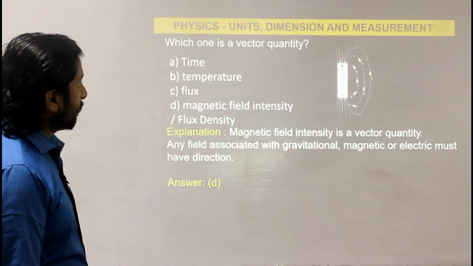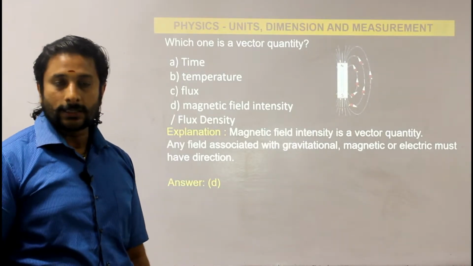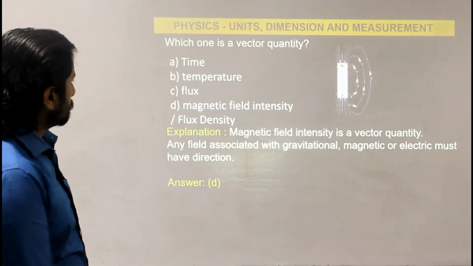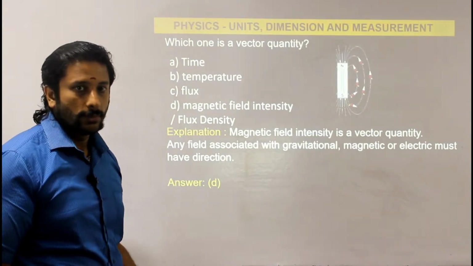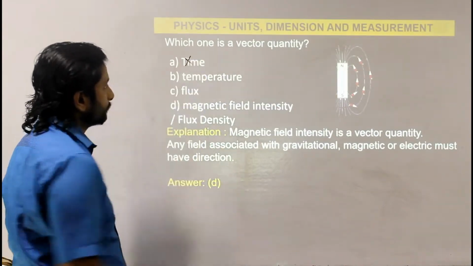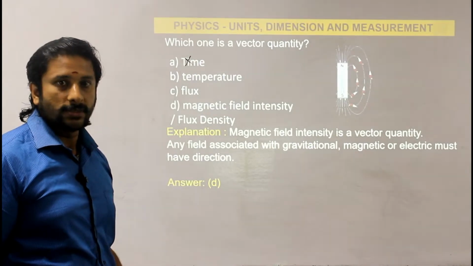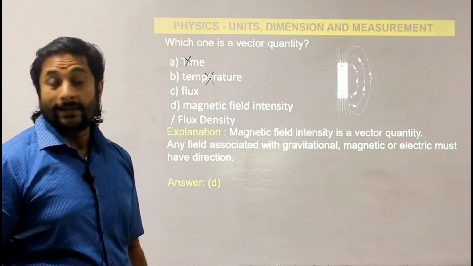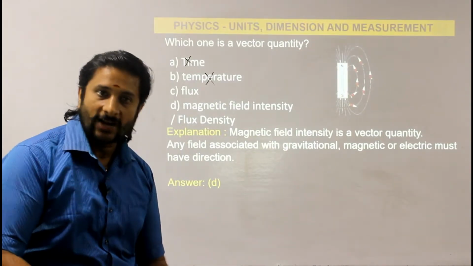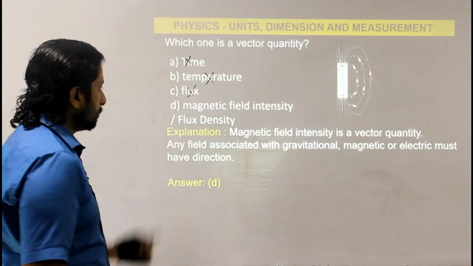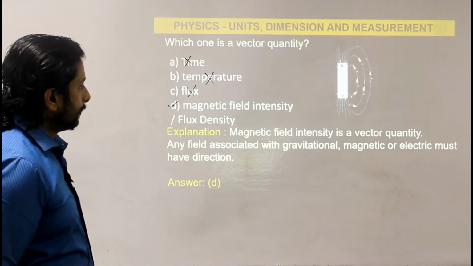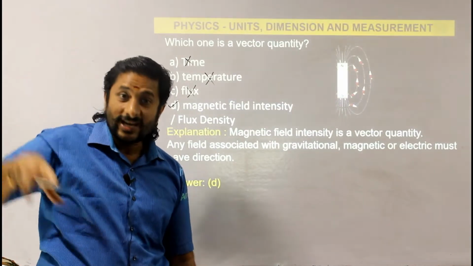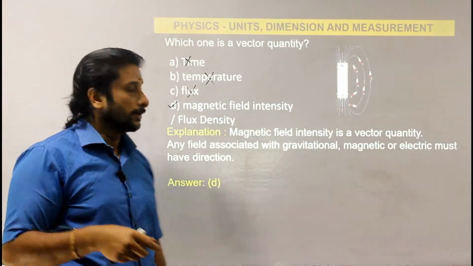Now this is a question, which one is a vector quantity? So obviously I need to identify the rest is scalar and one is vector. If we talk about time, it doesn't have any direction. So obviously time is not an option. Temperature, obviously temperature doesn't have any direction. And if you talk about flux, it's a magnetic property and doesn't have any direction. A magnetic property that it will attract and repel. So flux it can't be. Obviously the answer is D. So magnetic field intensity, it's nothing but how much attraction I got or the intensity of a magnetic effect happening. So the option is D.